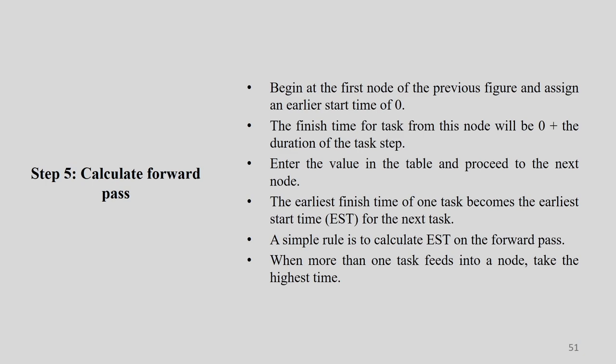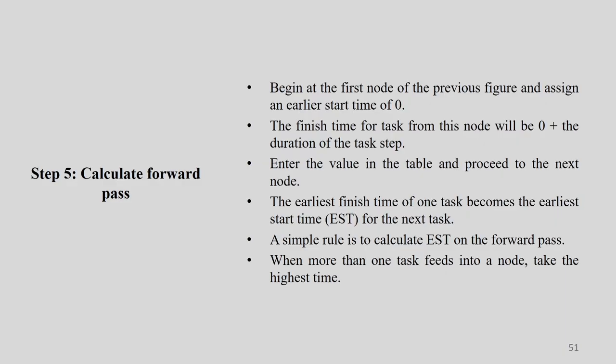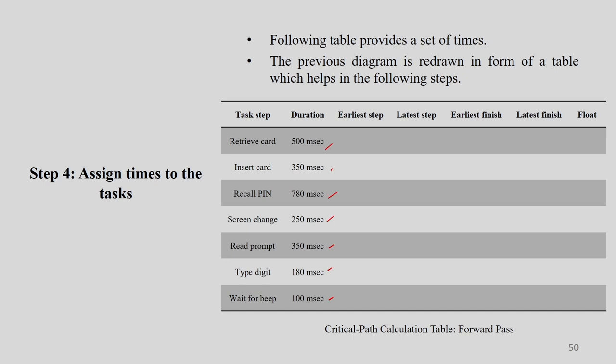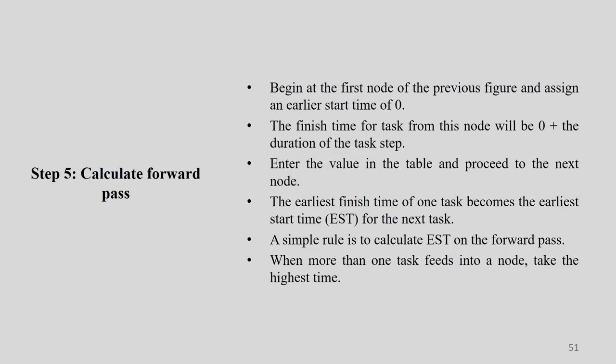Now once this is done, you have to calculate the forward pass and the backward pass. Let us understand it in detail. Begin at the first node of the previous figure and assign an earliest start time of 0. The finish time for the task from this node will be 0 plus the exact duration of that task step. So retrieve card, suppose 500 milliseconds: it started at 0, finishes at 500 milliseconds. Then the next step is insert card, 350 milliseconds. So before I go for recalling the pin, how much time do I have? 500 plus 350, 850 milliseconds. So it's a plus.